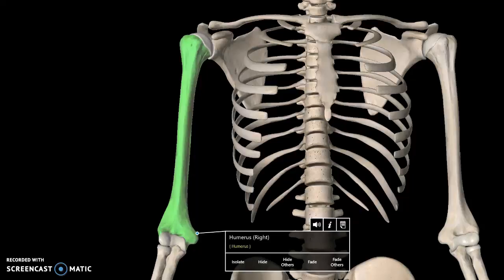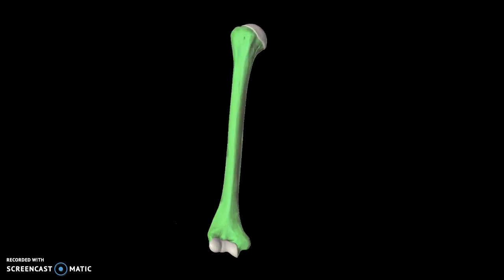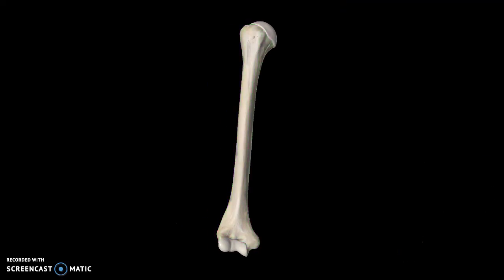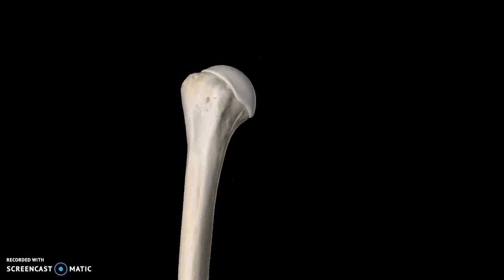Hi guys, this is a video tutorial for the humerus of the human body. The first structure to pay attention to on the humerus is of course the head of the humerus, which is this structure here. This is known as the head of the humerus.